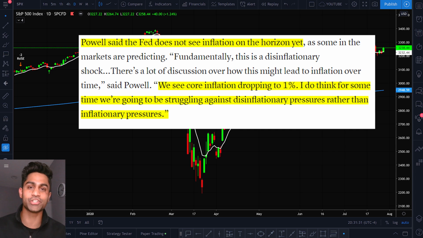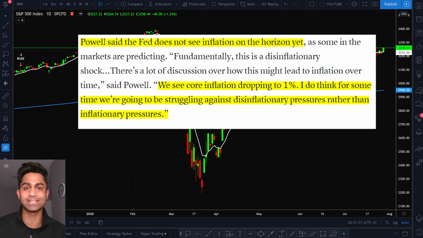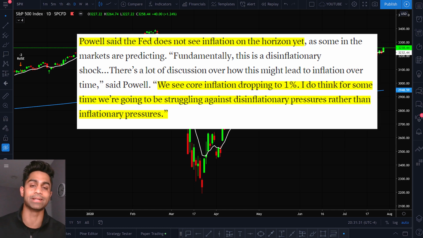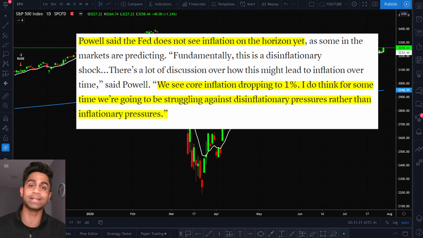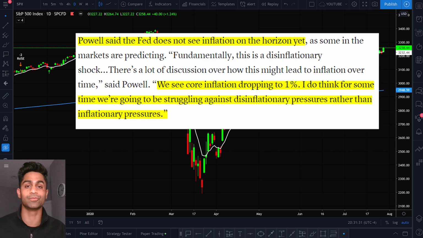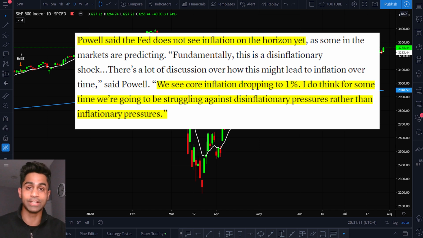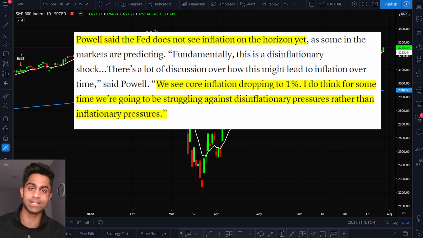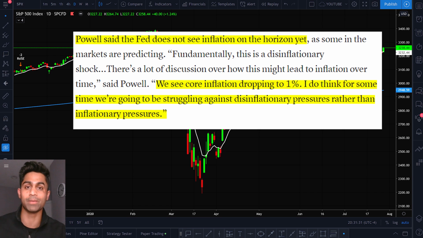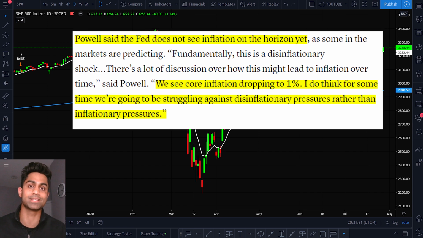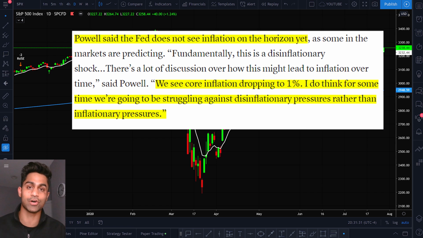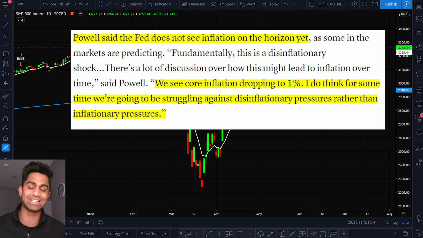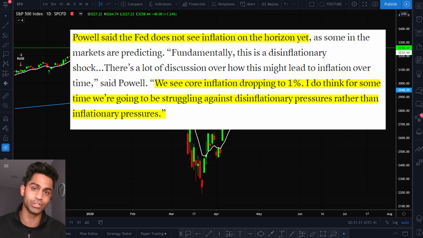In terms of the inflation, Jerome Powell essentially said that he does not see inflation on the horizon yet. On the contrary, he sees inflation essentially dropping down to 1% and said that we might struggle with a disinflationary pressure more than an inflationary pressure. Now, for those of you who are not familiar with this, disinflationary essentially means a decrease in inflation, which is measured by the CPI, the consumer price index, and that essentially takes the prices of a basket of goods and measures them over time. So if the overall prices for those goods increase, that means there's an increase in inflation, and vice versa.